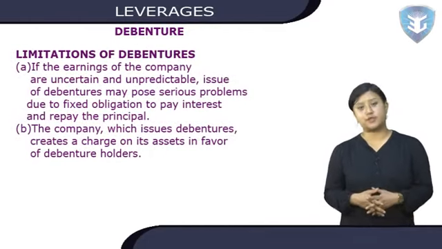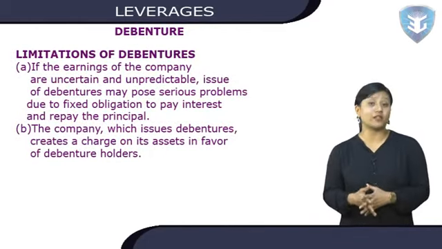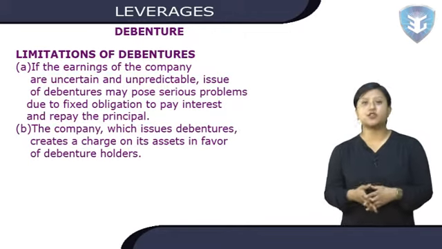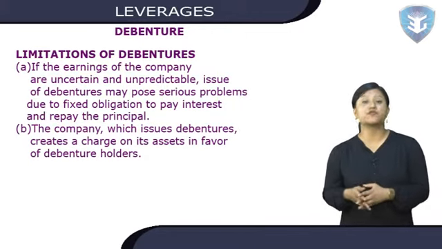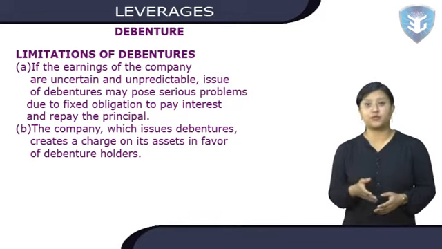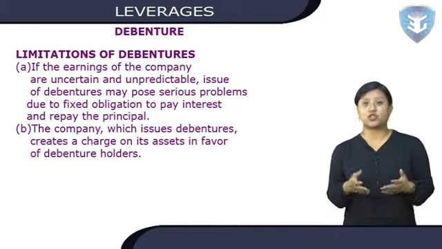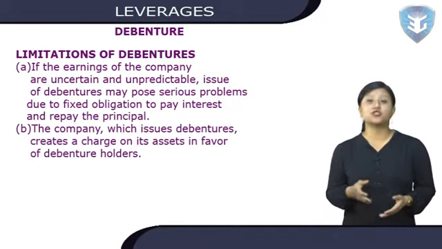The limitations of debentures. If the earnings of the company are uncertain and unpredictable, the issue of debentures may pose serious problems due to the fixed obligation to pay interest and repay the principal. So when the company expects good and stable income, only then should it issue debentures.